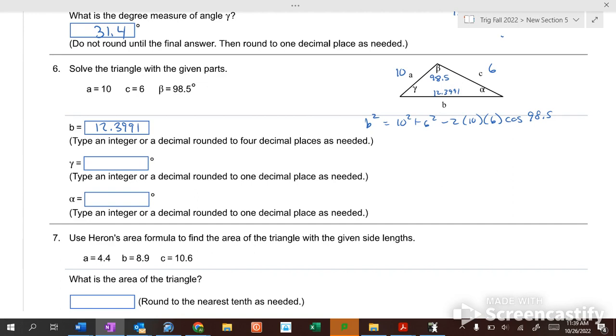So then, I already have an obtuse angle. I know I can use law of sines and it'll work out just fine. So I go the sine of 98.5 over its opposite side, 12.3991 equals the sine of alpha over 10. Take 10 times the sine of 98.5 equals, divided by 12.3991. Press equals, inverse sine of the answer, and we get 28.6. And then 28.6 and 98.5 is 127.1. So take 180 minus 127.1 is 52.9.